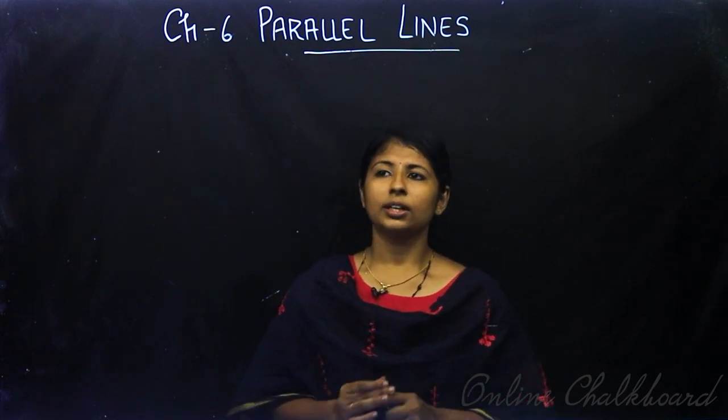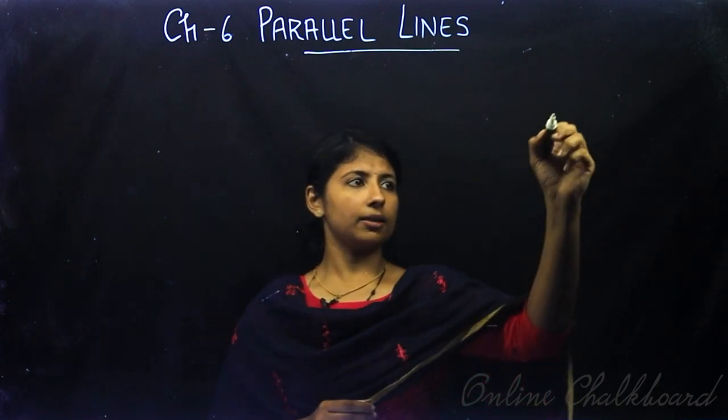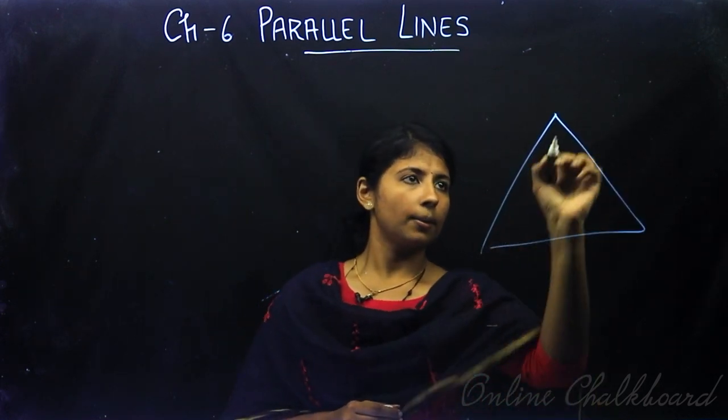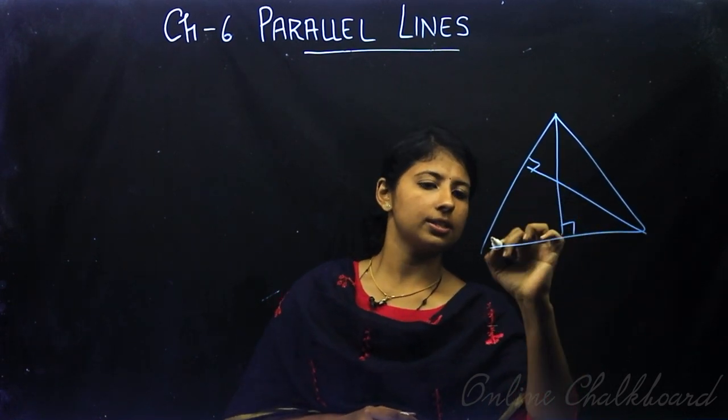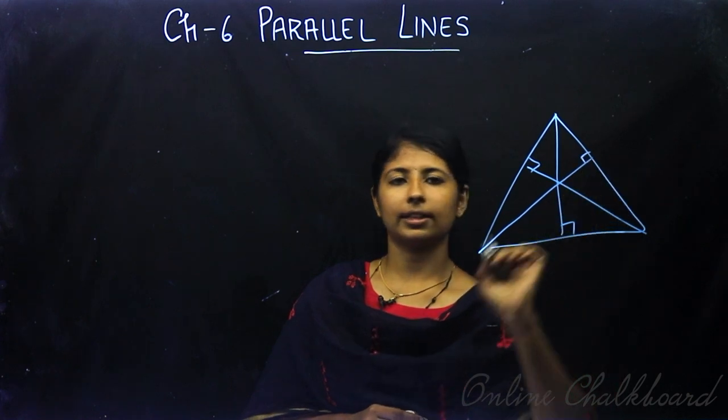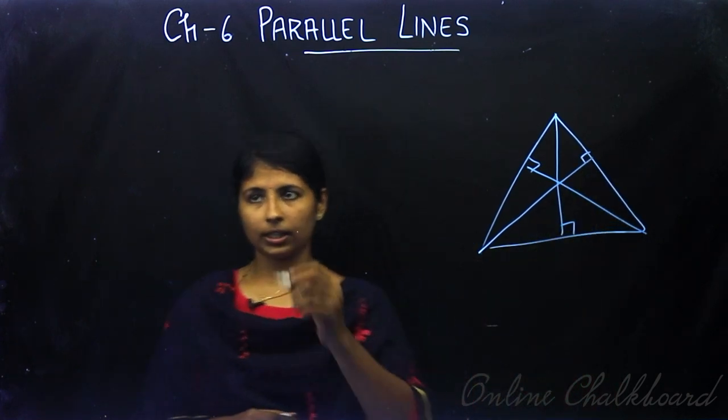We talked about this in the last class: a triangle, perpendiculars, and a point passing through it. The perpendicular is the altitude.